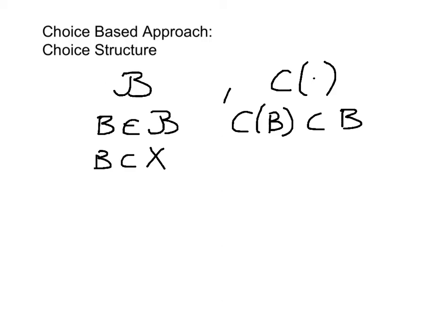The textbook, Mas-Colell, Whinston, and Green's justification for this on page 10 is that C of B is not generated through a single observation, but rather that it can be thought of as containing all those alternatives that would be observed to be chosen if the consumer were facing the problem of choice repeatedly over time. So this is our choice structure.